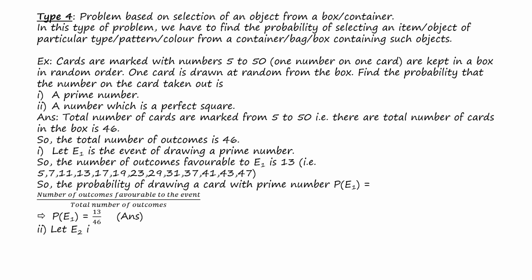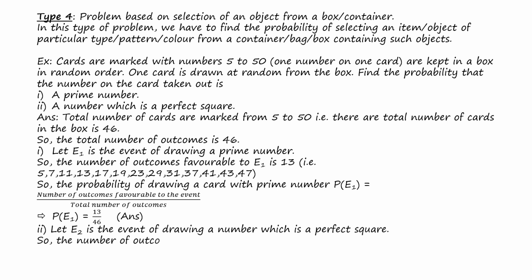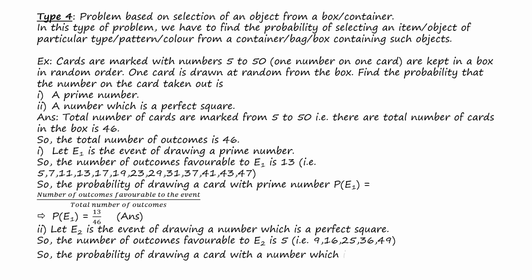Now come to the second bit. Let E2 be the event of drawing a number which is a perfect square. So the number of outcomes favorable to E2 is 5, because there are only 5 numbers, 9, 16, 25, 36 and 49, which are perfect squares. So the probability of drawing a card with a number which is a perfect square, or P(E2), is 5 by 46. That is the answer.